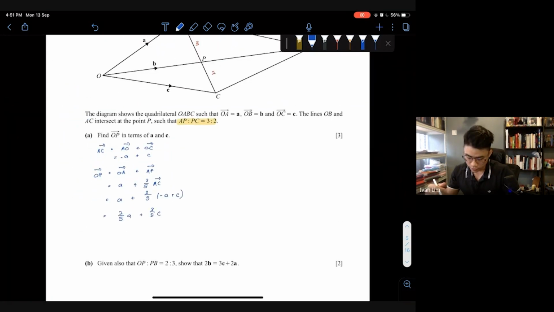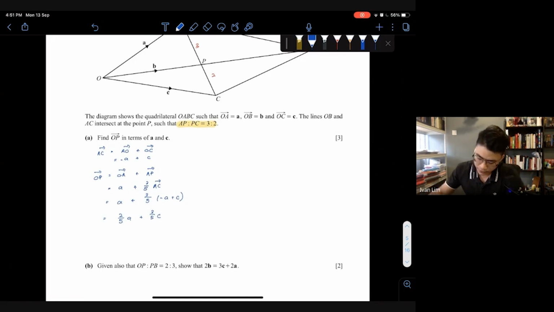Another thing they give you here, given that OP to PB is also 2 to 3. So we know here is 2 parts, here is 3 parts also. Show that 2B equals 3C plus 2A. Okay, so what can we compare with? Just now we found OP already, but in terms of A and C. Now they want us to prove an equation that has B, C, and A. And also given to us OP to PB is equal to 2 to 3.